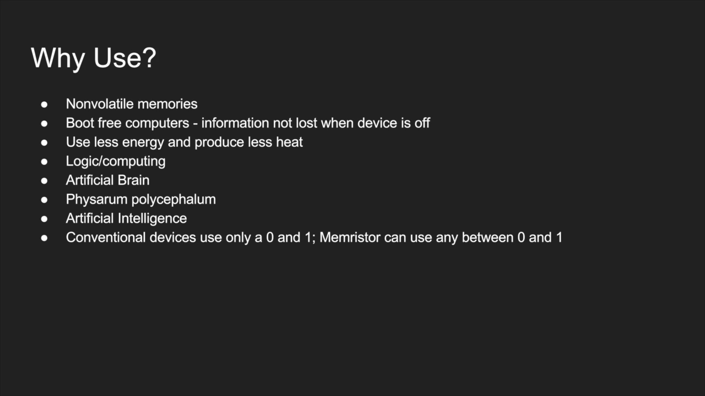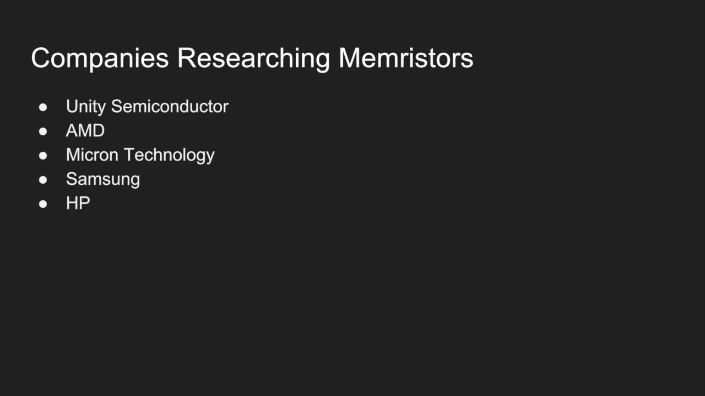Physarum polycephalum could be used to make memristors. This is a slime mold that has some of the same properties of a memristor. Since a memristor can hold a range of values between 0 and 1, it can have multiple states instead of just a yes or a no. This will help when creating artificial intelligence. The companies that are researching memristors today are Unity Semiconductor, AMD, Micron Technology, Samsung, and HP.